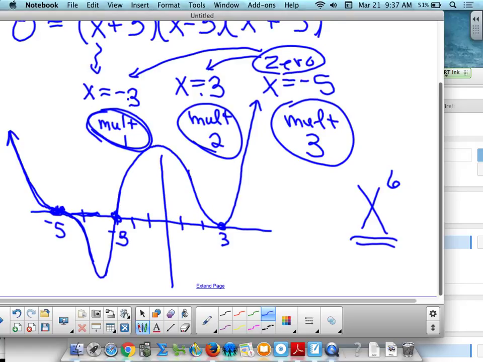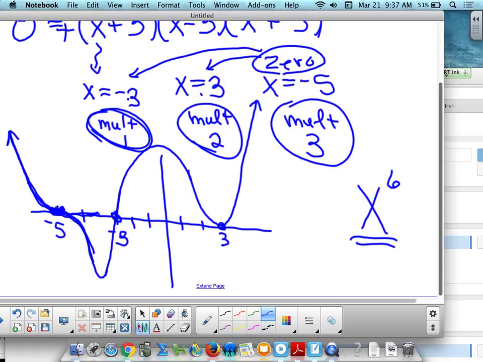How did I know it went up, up? Was there a negative in front of my factor? No, I didn't have a negative. I had a positive. There's a positive right here. Okay, so it's up, up. Here's the deal. You just need to know this. Even multiplicities bounce. Odd multiplicities go through. They go through really fast or really kind of slow, but they go through.